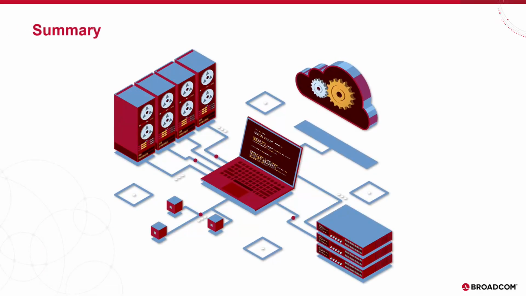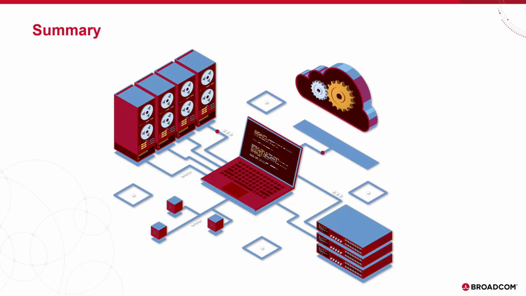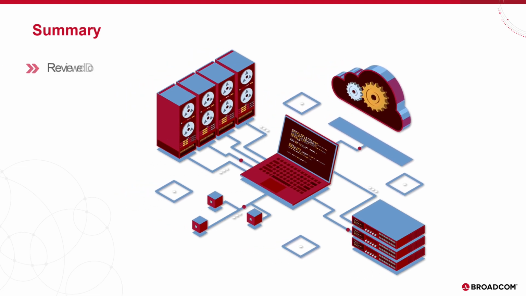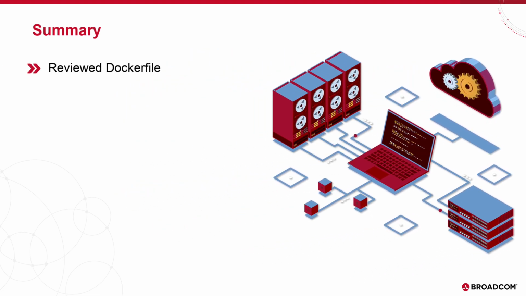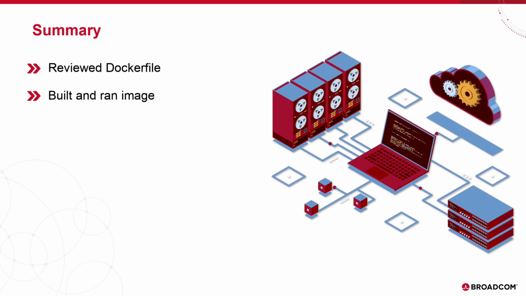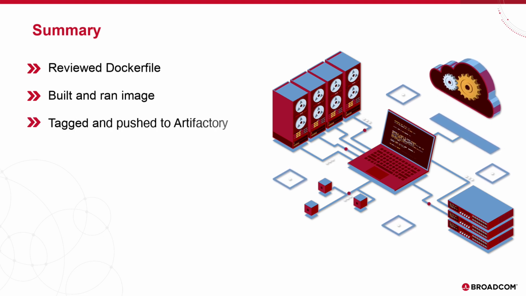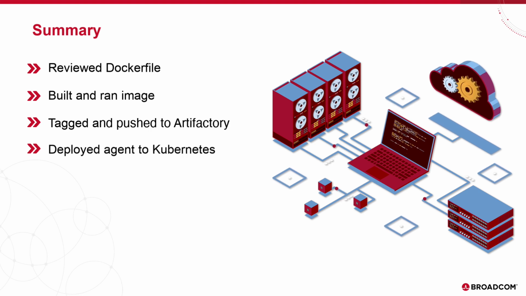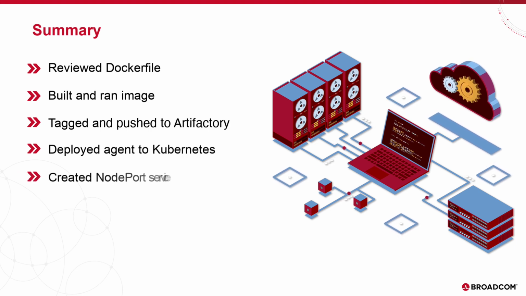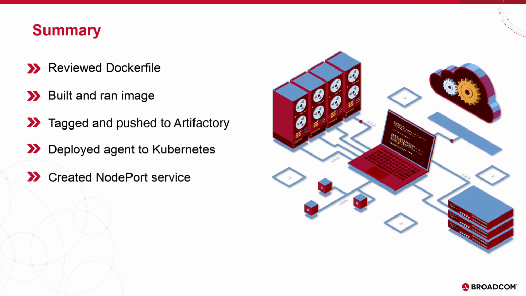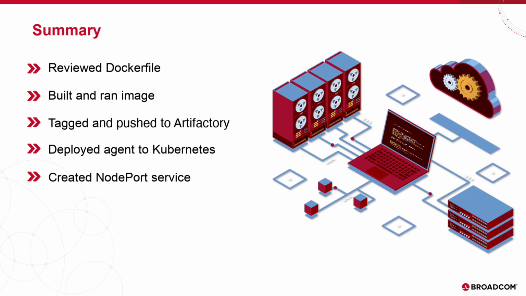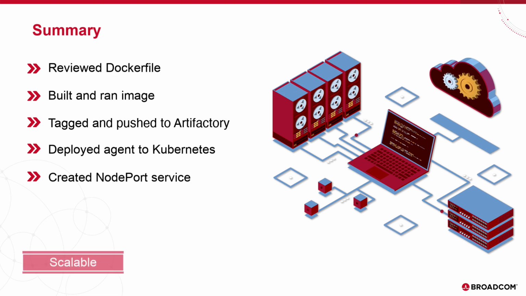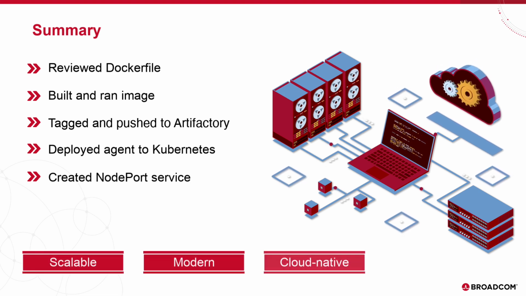In this video, we walked through the full lifecycle of containerizing and deploying the Workload Automation Agent. We reviewed the Docker file, built and ran the Docker image, tagged and pushed it to Artifactory, deployed the agent into Kubernetes, and created a node port service for connectivity. This workflow allows customers to run the Workload Automation Agent in scalable, modern, cloud-native environments backed by Kubernetes.